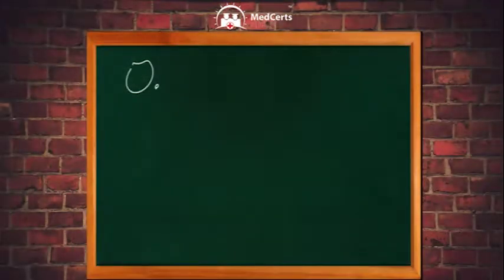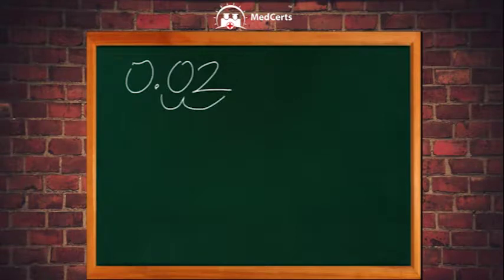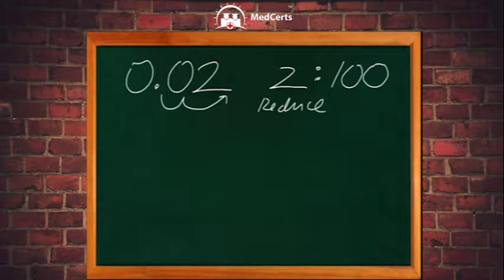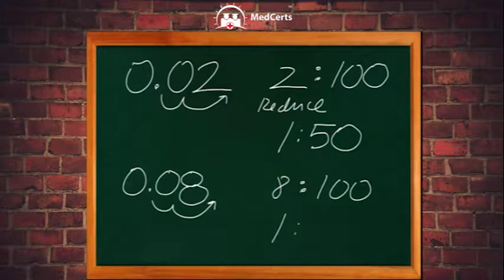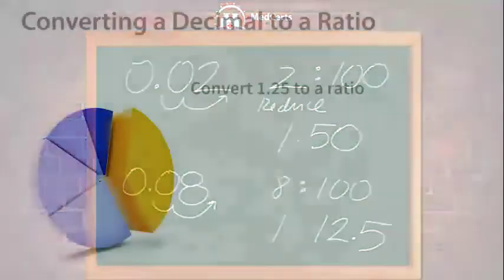So as we work these problems out, 0.02, we follow the rule. Our decimal moves 2 places to the right, 2 over 100. We have a common number in both of those because 2 will go into 2 once, and then 2 will go into 100 50 times. As we look at our second problem, which is 0.08, we follow our rules. We move our decimal 2 places to the right, express it as a ratio to 100, and then from here we can reduce because 8 will go into 8 once, and 8 will go into 100 12.5 times. Let's look at another example.